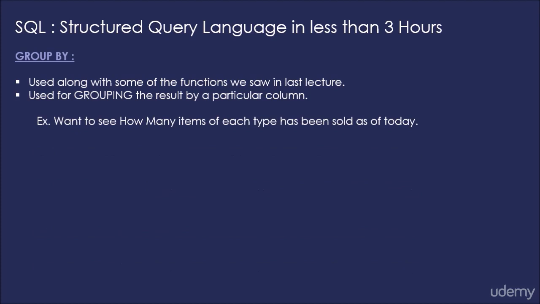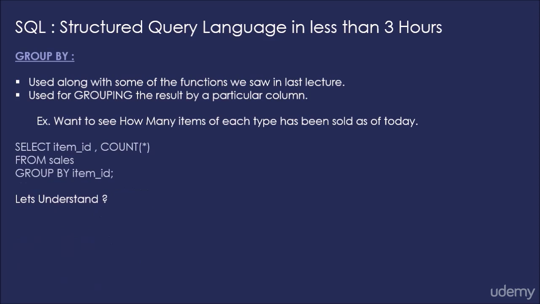Now say you want to find out how many items of each type have been sold in the supermarket. Now the syntax for it is as follows. SELECT item_ID, COUNT(*) FROM sales GROUP BY item_ID.